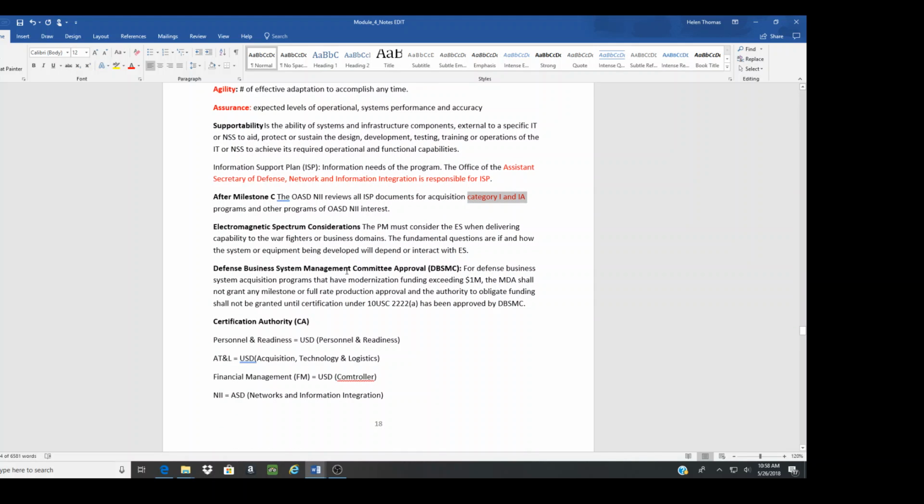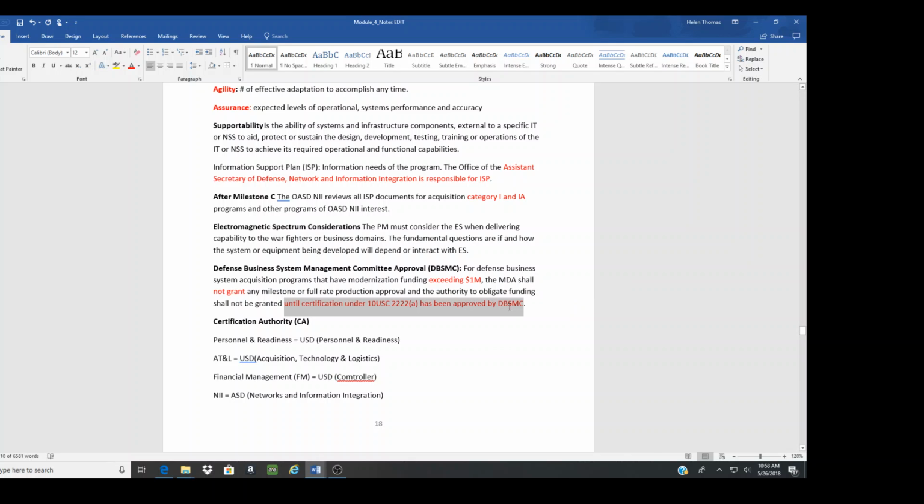Defense Business System Management Committee approval. There are some limitations here. For defense business systems acquisition programs that have modernization funding exceeding $1 million, the Milestone Decision Authority shall not grant any milestone approval to obligate funding until certification has been approved by the Defense Business System Management Committee.